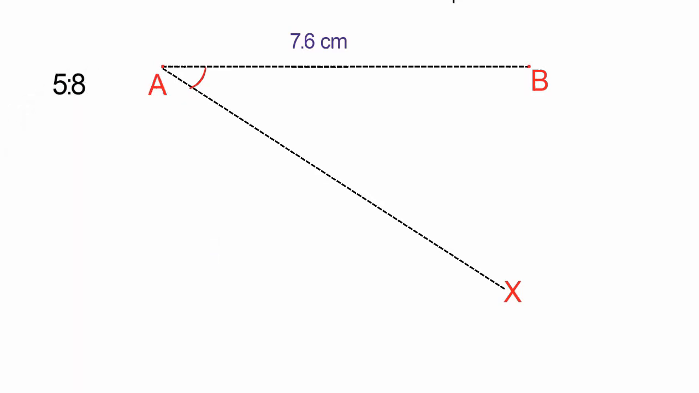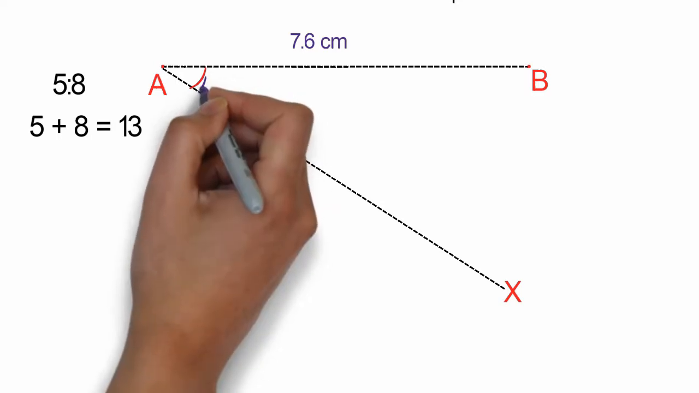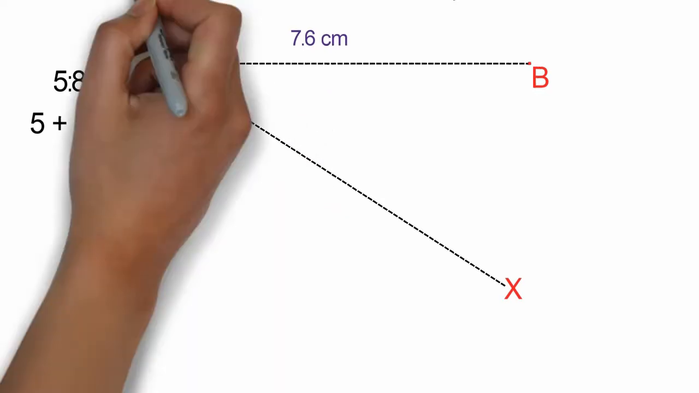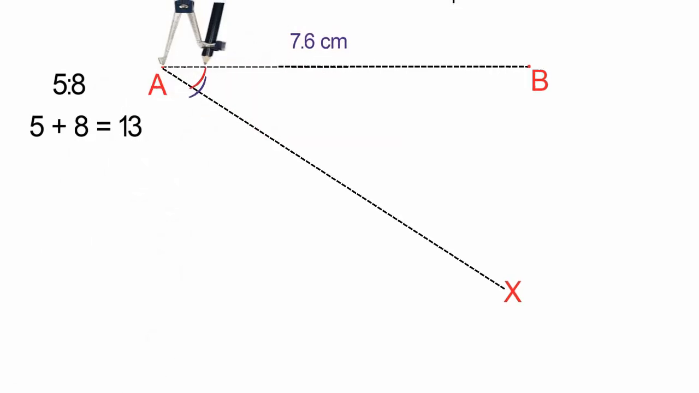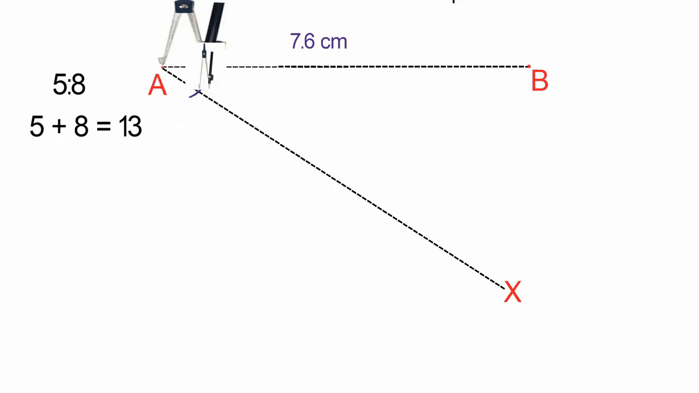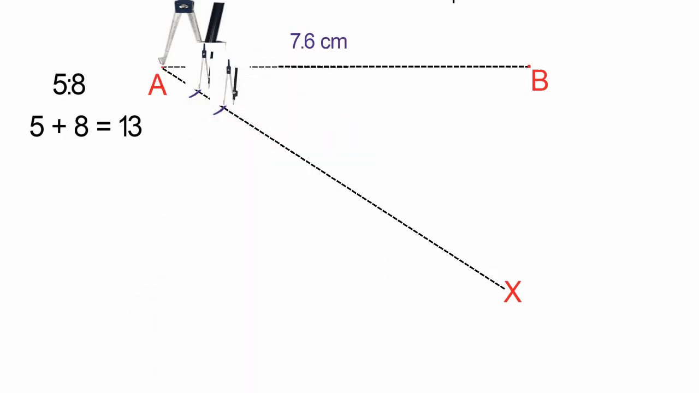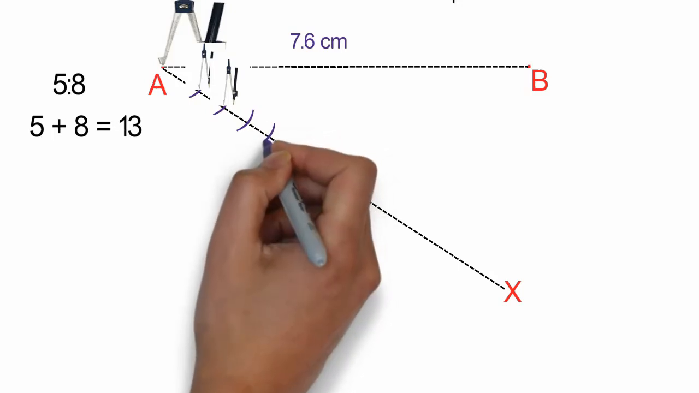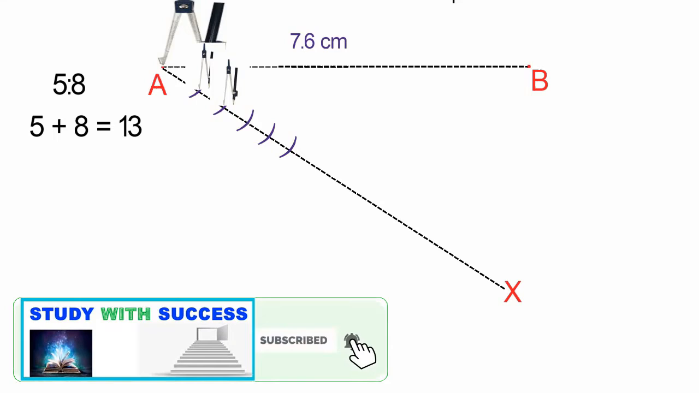The ratio is given 5:8. Add both the numbers of the ratio, we get 13. Now we have to divide the line AX in 13 equal parts. So take the compass, open a little bit, keep the compass at point A and draw the arc. Then of the same measurement, keep the compass at the first arc and draw the second arc. Then keep the compass at the second arc and draw the third arc. This way you can draw the 13 arcs.